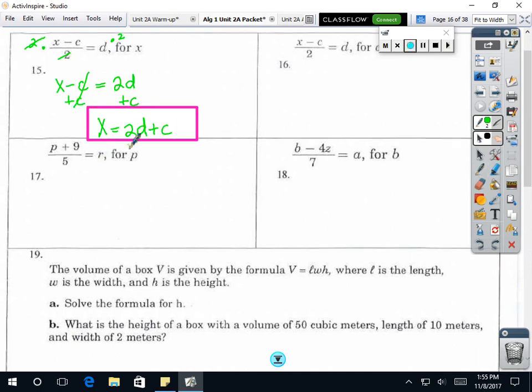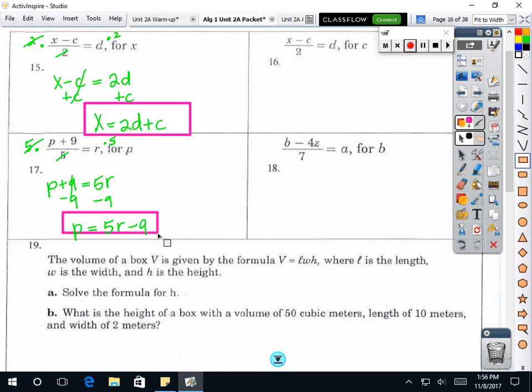Okay, so for this one, we're trying to solve for p. To get p by itself, the first thing I need to do is get rid of that 5 in the bottom, so I multiply by 5 on both sides. Those cancel out, leaving p plus 9 equals 5r. Now to solve for p, what do? Minus 9 on both sides, p equals 5r minus 9. All right, number 16.